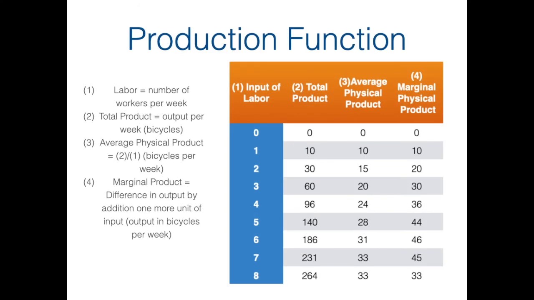Fazari is a bicycle manufacturer located in Linden, Utah, and it is a direct seller of mountain bikes, road bikes, hybrid bikes, and bicycle accessories. In this chart, column 1 lists the number of workers that could be hired and the productivity of each worker.